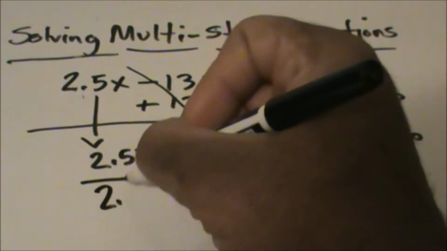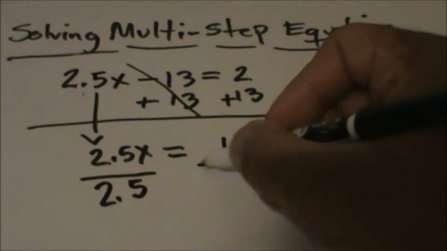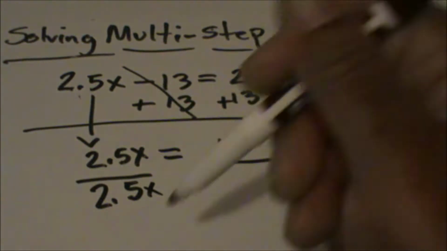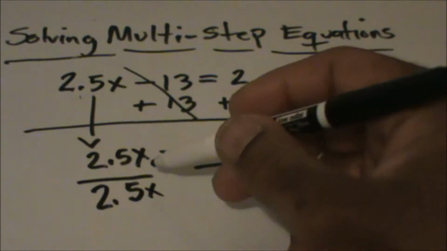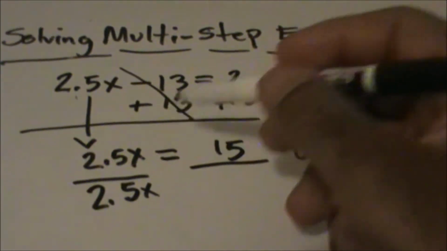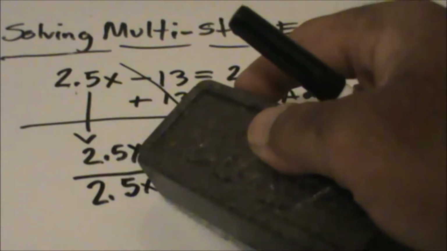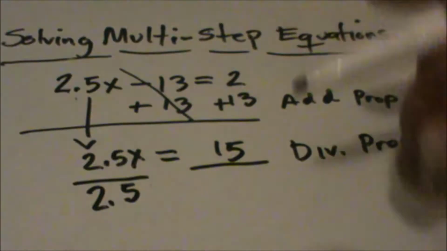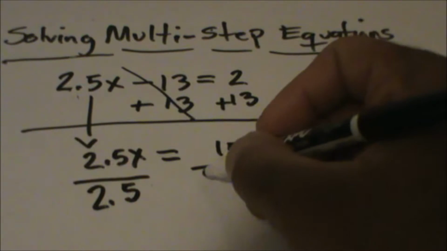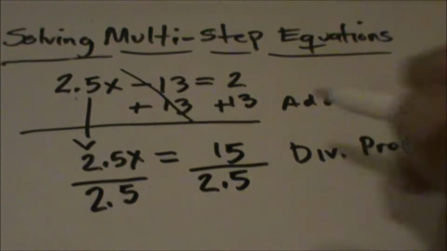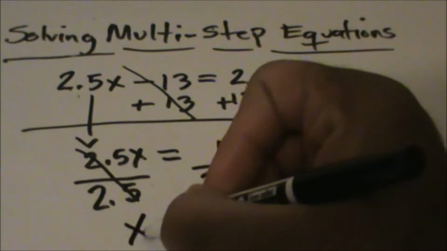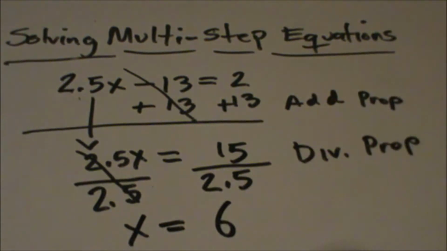So we divide by 2.5. Alright, so it's not 2.5x. That's a mistake that most students make. They keep putting x involved, but you have to divide by whatever the number in front of the variable. So remember that. It's not x. It's the number in front of the variable that we want to divide by, in this case 2.5 on both sides. Now notice the 2.5s cancel, and you have x equals 6.